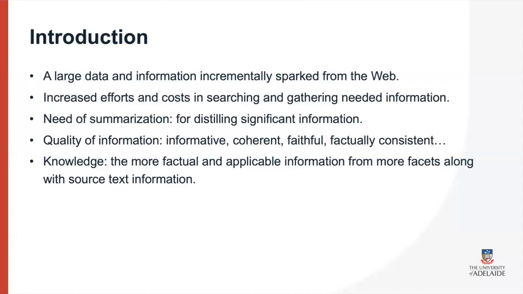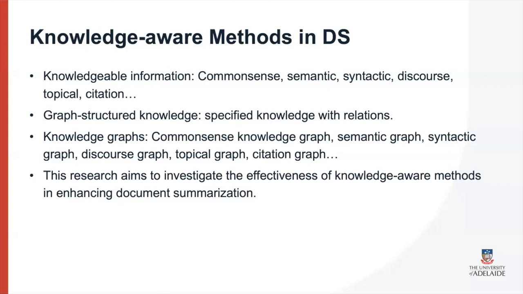When we consider the information qualities, we notice the knowledge, which is the more factual and applicable information from more aspects along with the source textual information. Here we provide an overview of knowledge using document summarization. The knowledge or knowledgeable information can be such as common sense information, semantic information, syntactic information, discourse information, topical information, and citation information. The knowledge can be structured in graphs, which we call knowledge graphs.